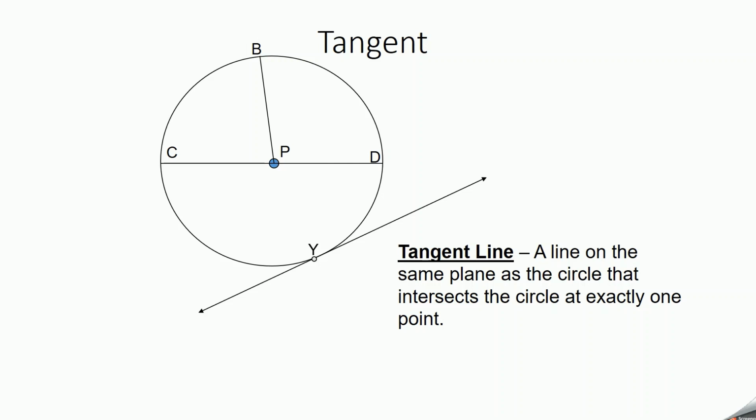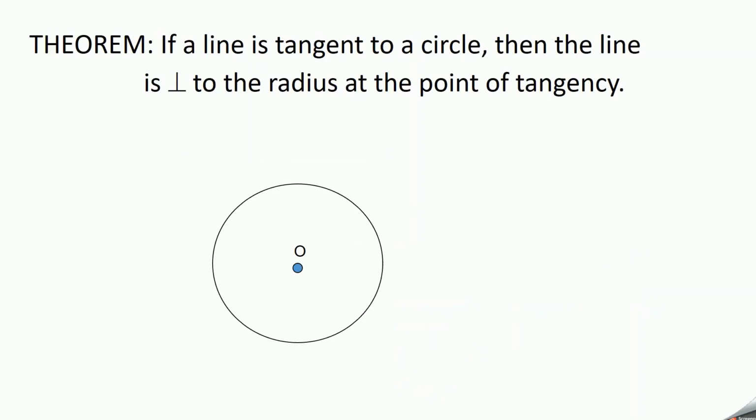In this picture, point Y is where the tangent line touches the circle. That point is called the point of tangency. The point of tangency is where the line and the circle intersect. Now, there are some facts that happen when we draw in a tangent line with a point of tangency. One of those facts is this theorem.